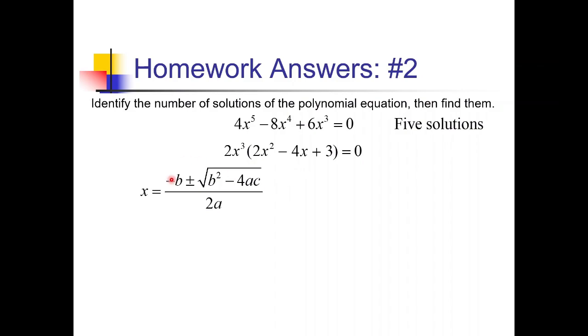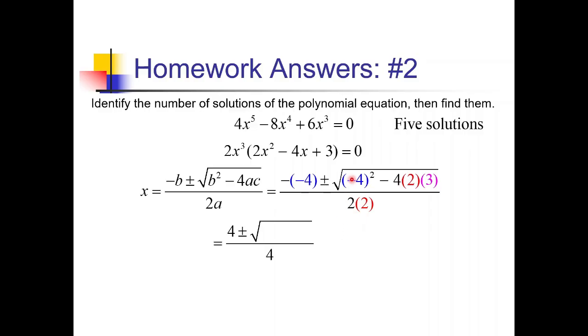So we're going to have negative 4 as my b value, and then plus or minus square root of negative 4 squared, minus 4 times the a value 2, times the c value 3, all over 2 times 2 for the a value. So on the outside here, I've got a 4 upstairs and a 4 downstairs. Inside, this is going to be 16 minus, let's see here, 8 times 3 is 24. So that's negative 8 altogether in there.